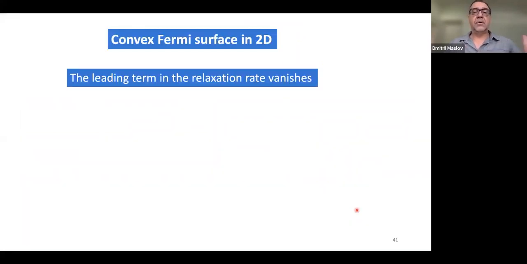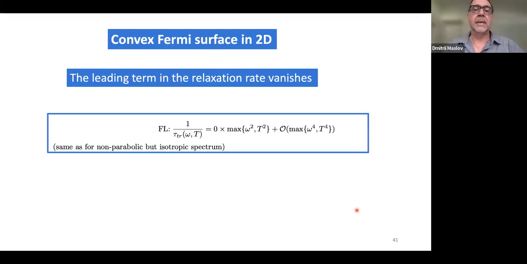That means that the leading term in relaxation rate, or in optical conductivity or in DC conductivity in the presence of impurities, vanishes. If we are in a Fermi liquid, then we would expect to have an omega squared T squared term. Well, it doesn't happen on a convex Fermi surface. It goes away by this hidden integrability of the Fermi surface. And the next order term is omega to the fourth T to the fourth, which is the same as for a non-parabolic but isotropic spectrum, which I talked about before.